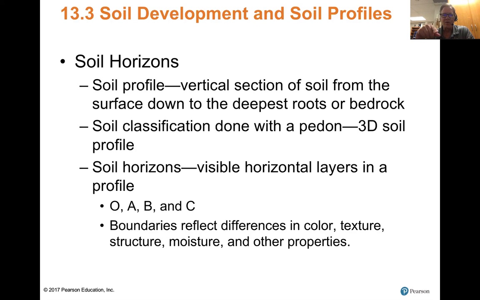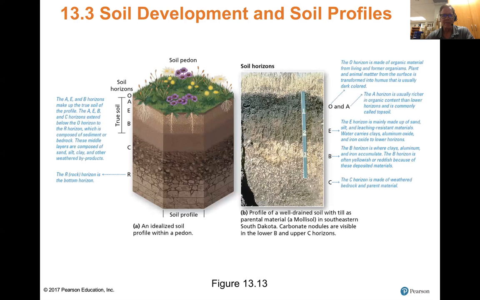Each layer is called a horizon, and they're very clearly visible. There are these horizontal layers in the profile, and they are indicated by letters O, A, B, and C. And they're separated by boundaries that reflect the differences in color, texture, structure, and moisture, for example. So this is from your book, so go look at that, and this is what it looks like.